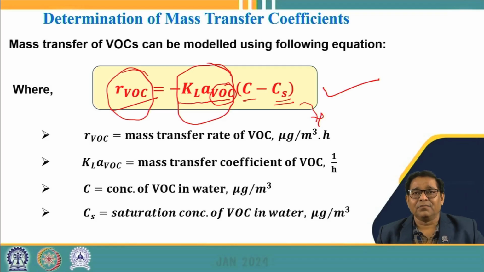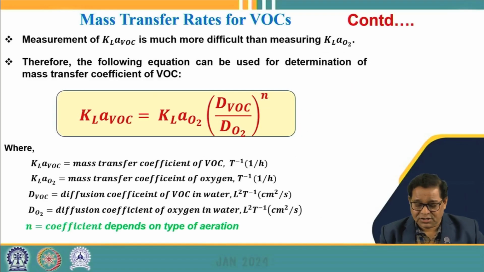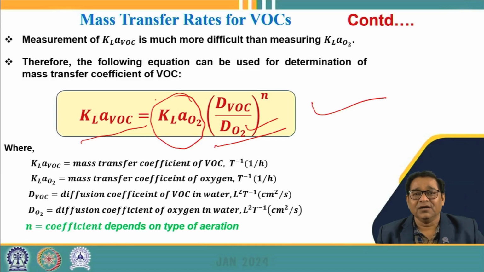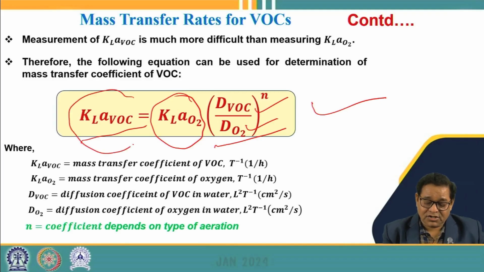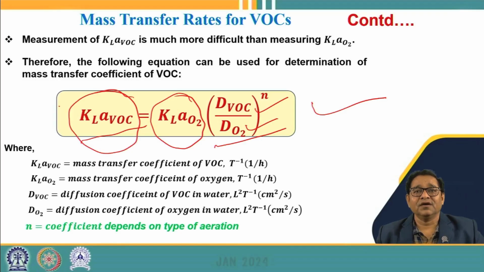Determination of KLA_VOC is a little bit difficult. So for this determination we use an equation which is intercorrelated with the diffusion coefficients of oxygen and VOC. Here we can determine KLa_O2, and by using the diffusion coefficients of VOC and oxygen we can find out the mass transfer coefficient of VOC, which is to be used in the design equation to determine the height of the transfer unit.